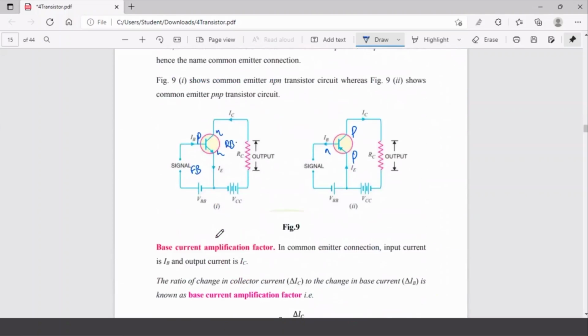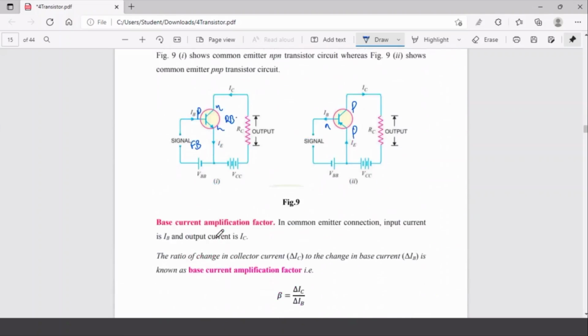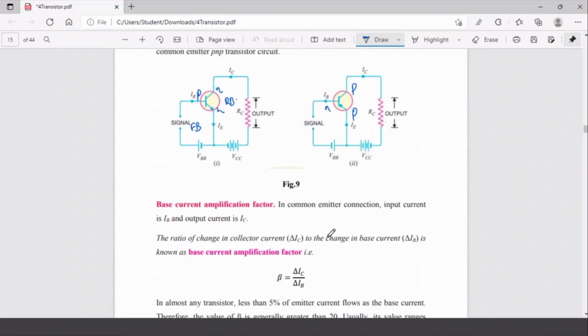Now here we are going to see the base current amplification factor. Let us see. Here the input current, we know, is IB, and the output current is IC. What is this base current amplification factor? This is represented by beta, and beta is nothing but the change in collector current, delta IC, to the change in base current. So this ratio is known as beta, the base current amplification factor.